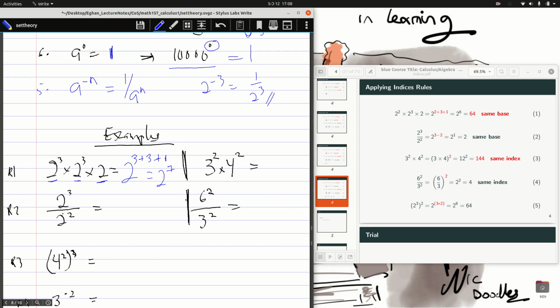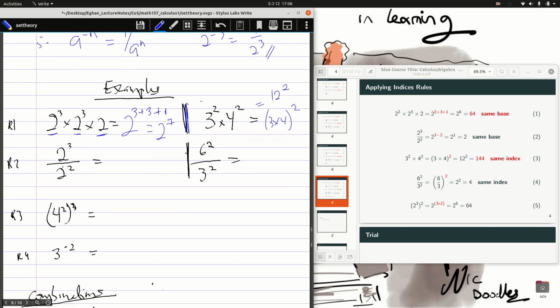In the same way, let's look at the second one here. Because the bases are different but the index are the same, I can simply multiply 3 by 4 to the power 2, and you should know the answer. This is the same as saying 12 to the power 2, or 12 square, which is I think 144.